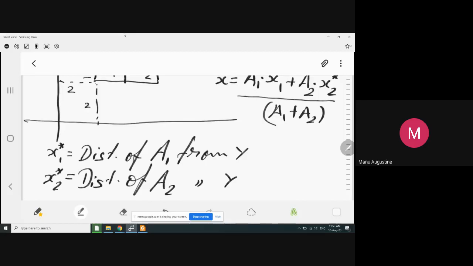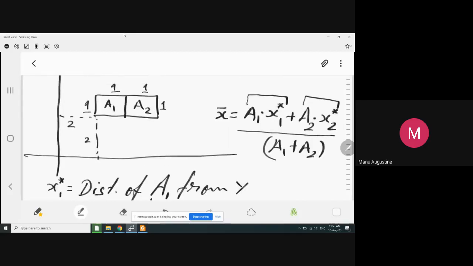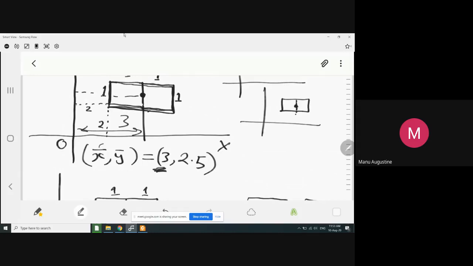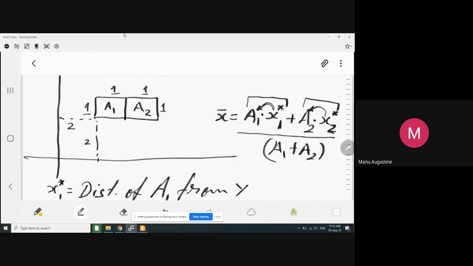So whenever from now onwards I put a star, you simply assume that it is the perpendicular distance of this one. Since I am using x1 star, it is the distance of a1 from y. Since I am using x2 star, you assume that I am using the distance for a2 from y. This is the concept that you have to remember. Now let us see whether we get this answer or not using this equation. By logic, we already understood that x bar has to be at 3. Now let us use this equation and see whether we are getting it or not.